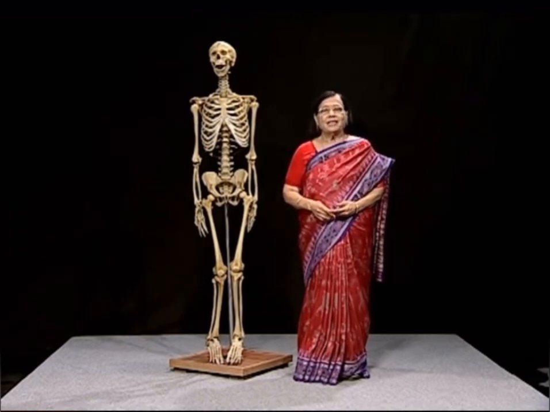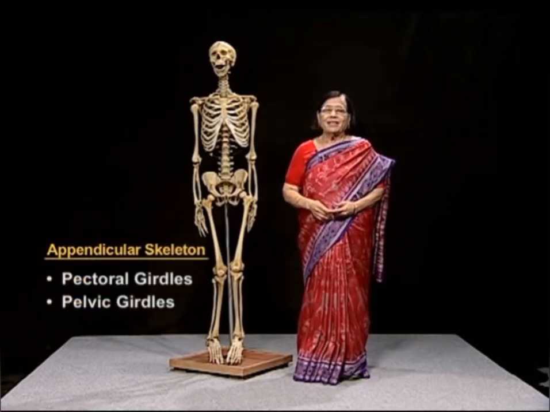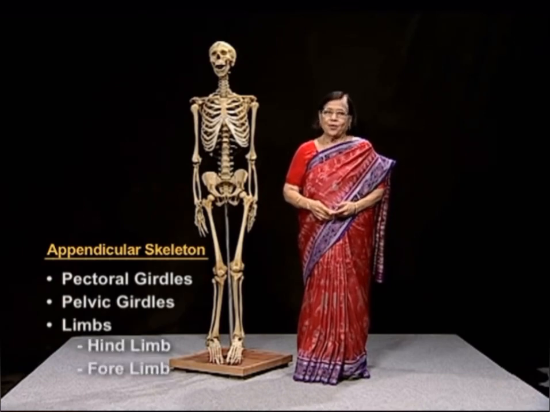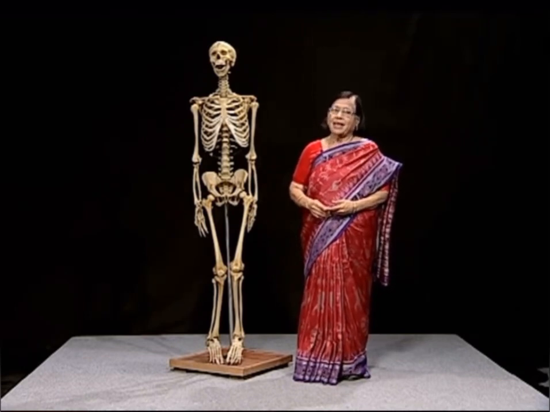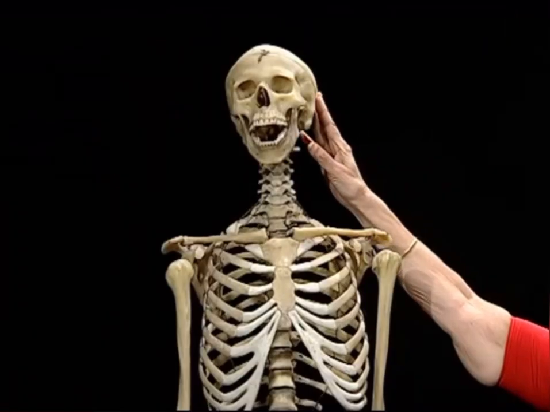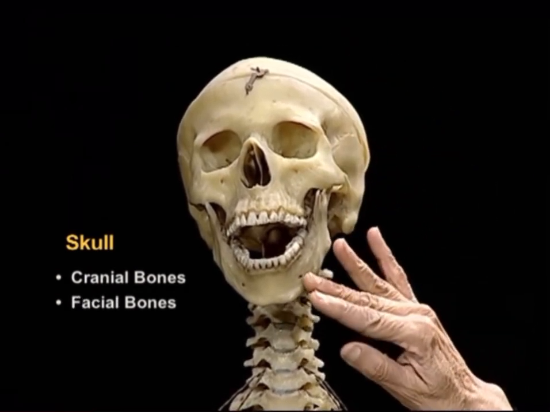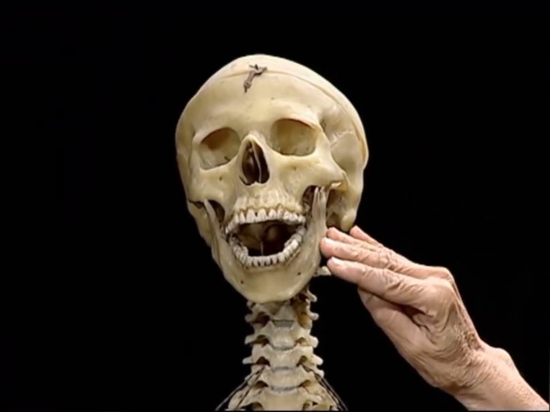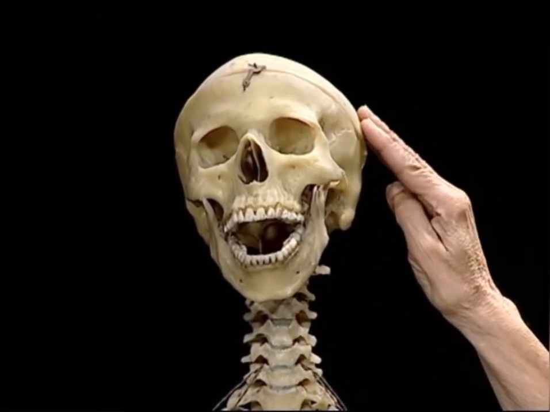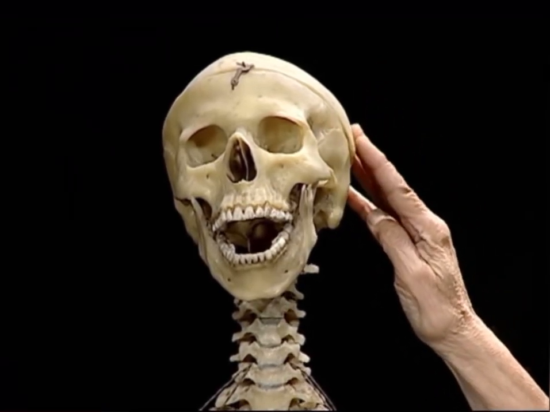And other division is appendicular skeleton, which is going to include pectoral girdle, pelvic girdle, limbs, hind limb and the forelimb. Let me start explaining the bones in this skeleton, starting with head, which is part of axial skeleton. You can see skull here. It has 2 parts, the cranium and the facial bones. There are 8 bones in the cranium and there are 14 bones in the facial region. The cranium bones are attached to each other by sutures, so they do not move much.